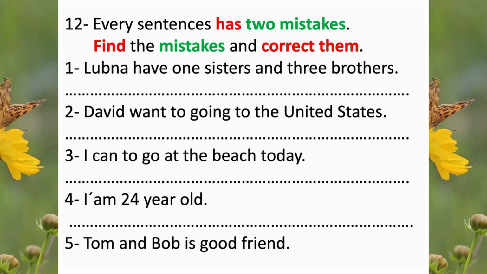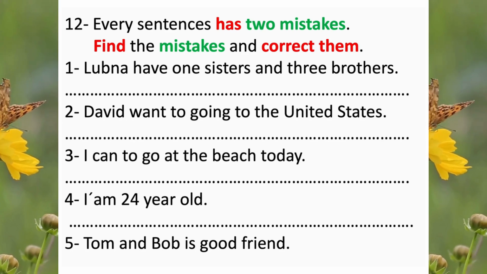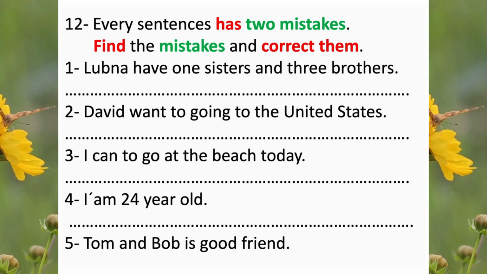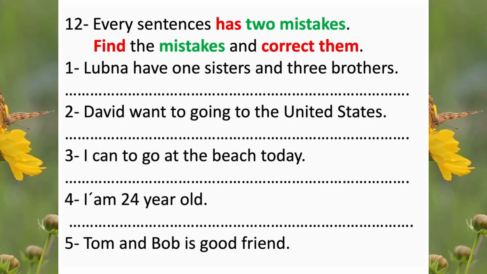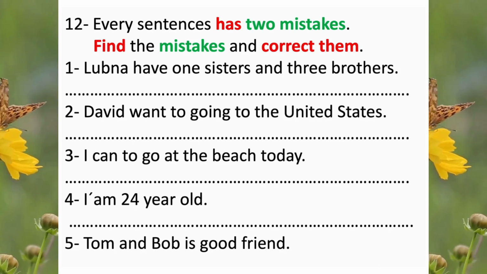And the last example, Tom and Bob is good friend. So in this sentence we have 2 mistakes. Find them, correct them, and write the final correct sentence.